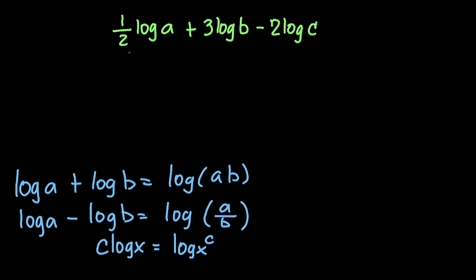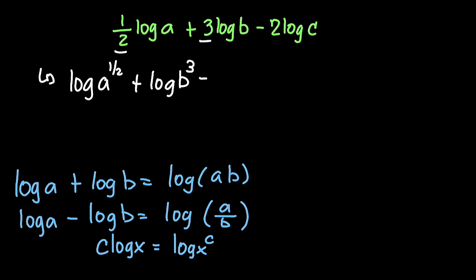Next problem would be 1/2 log of a plus 3 log b minus 2 log of c. First up, we have to simplify this. So put all variables besides the log into its exponent. So this would be log of a to the power of 1/2 plus log of b to the power of 3 minus log of c to the power of 2. Now that you have that, you can now condense this.